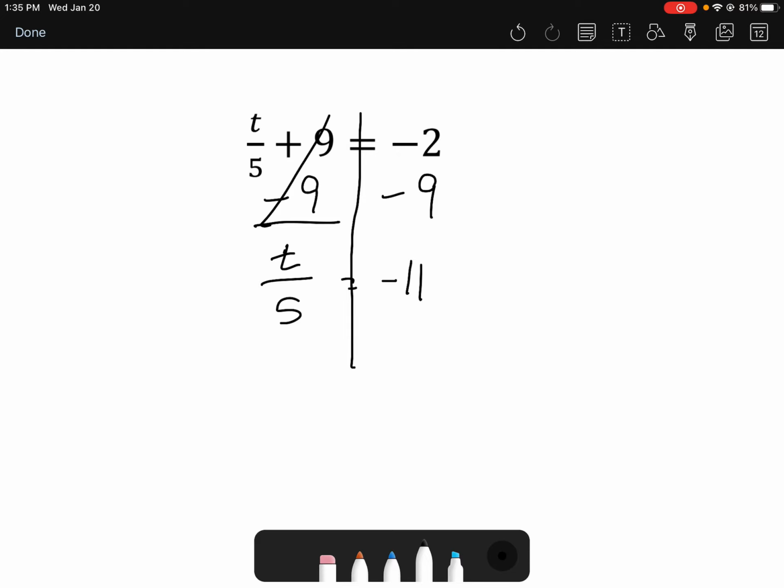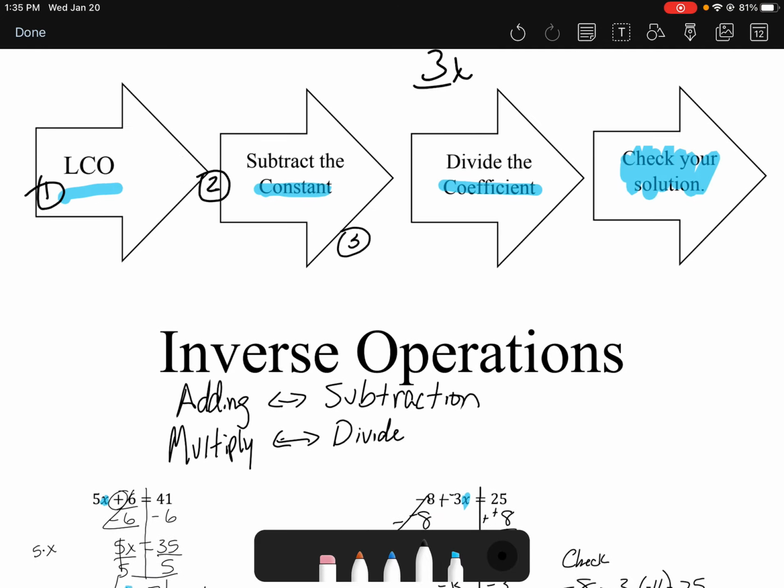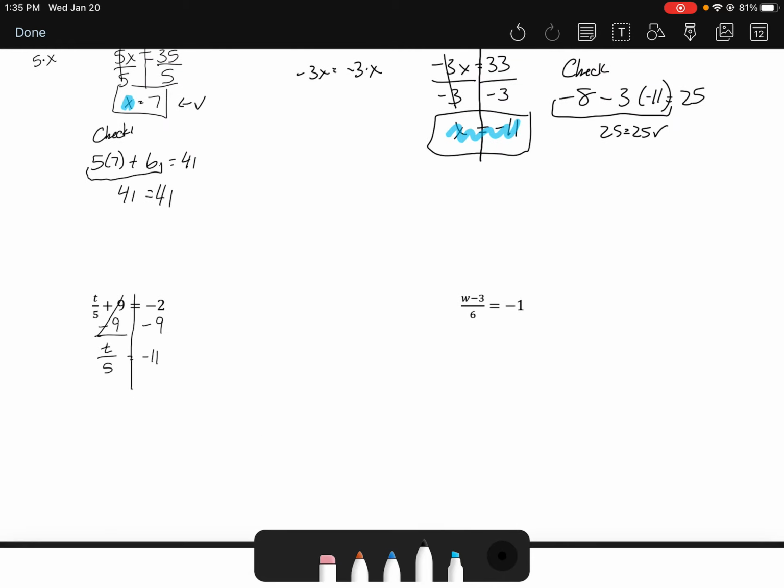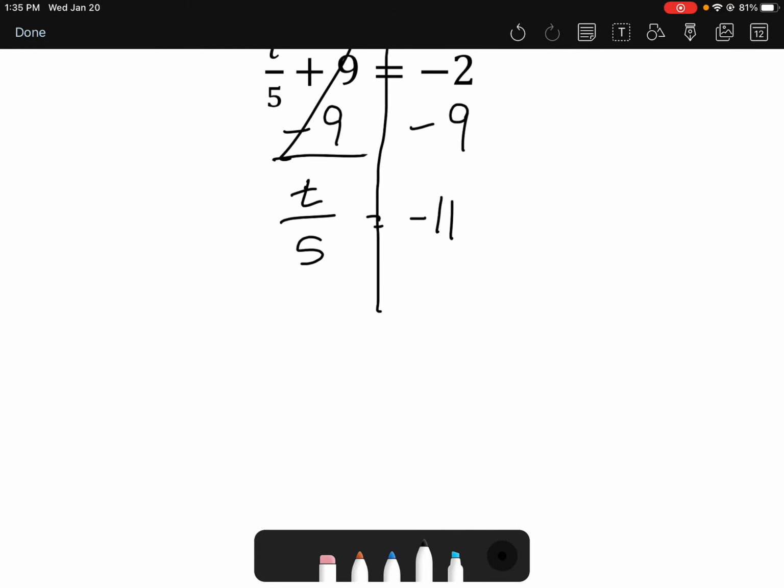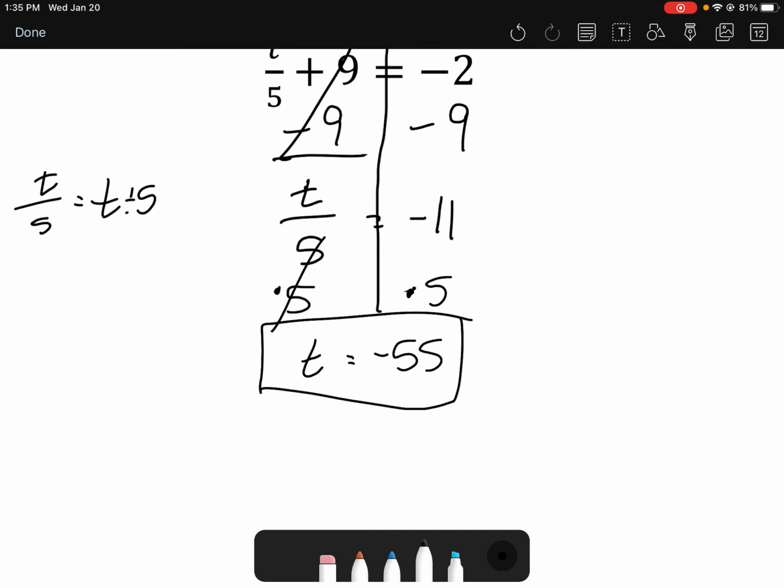Now, originally, the steps say that I need to divide by the coefficient. However, here, I have t over 5, or t divided by 5. The inverse operation of division is multiplication, so to get rid of that 5, I'm going to multiply both sides by 5. Negative 11 times 5 is negative 55.